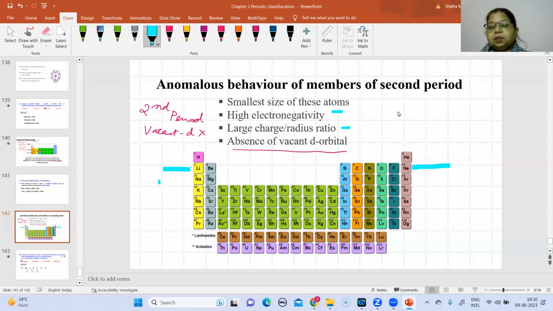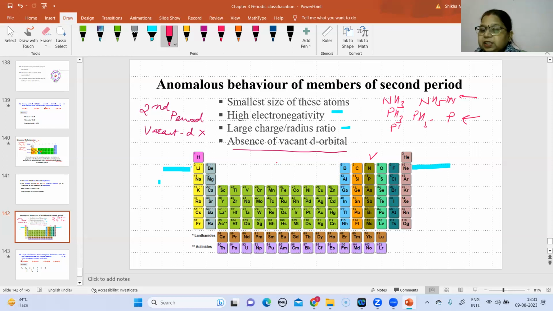Then the absence of vacant d orbital, that we have to cover in the next chapter, chemical bonding. The classical question is that we know about NH3, nitrogen and phosphorus. They belong to the same group, right? Nitrogen forms NH3 when it reacts with hydrogen. Phosphorus forms PH3, that is phosphine. Additionally, it forms PH5 also. But NH5 is not known. We know PCl3, PCl5. They are well-known compounds, but NCl5 is not known. Is it clear to all of you what is the meaning of absence of vacant d orbital, and how does it impact the elements?